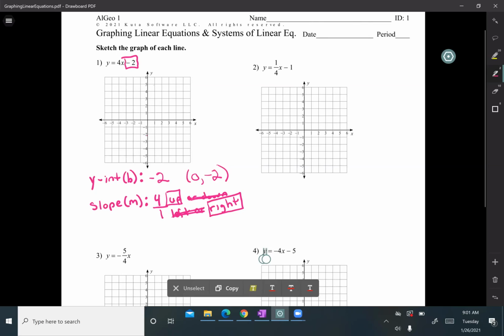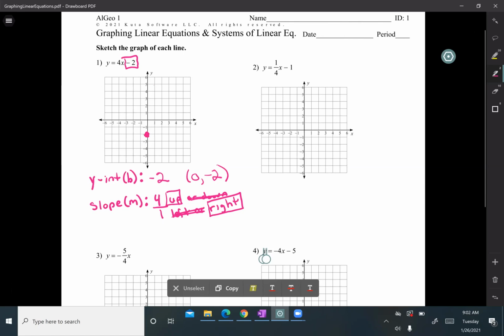Your -2 is the y-intercept because there's no x connected to it. So it's by itself, so that's your starting point. So that's where I get that the y-intercept is -2 and the point is 0, -2. And then the first thing I would do is graph the y-intercept at that point.